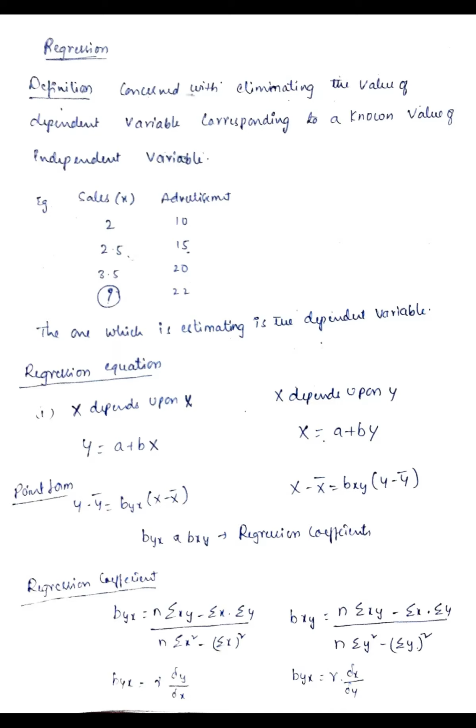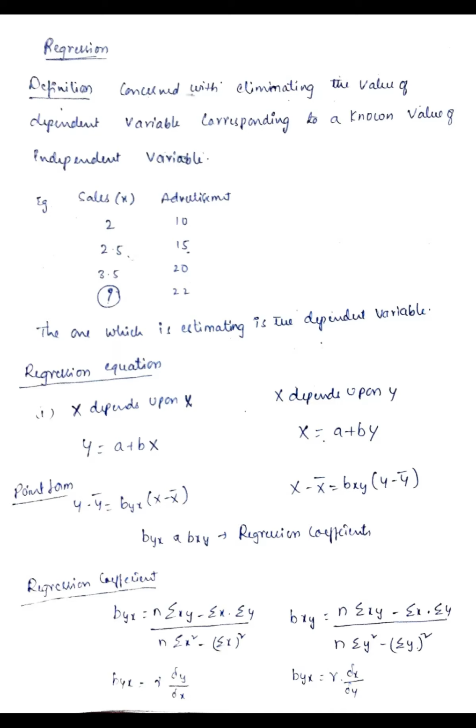For y depends upon x, the point form will be y minus y bar equals byx into x minus x bar. In case of x depends upon y, it is x minus x bar equals bxy into y minus y bar. Here byx and bxy, these two you will call regression coefficients. Clear? I already told you to express the general form, we have to find out initially the point form.